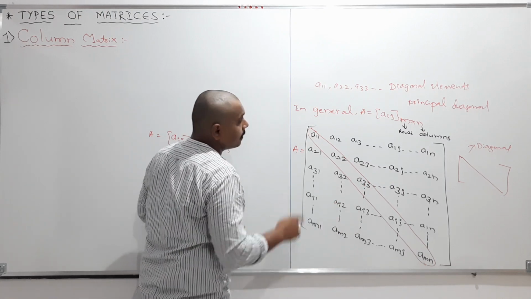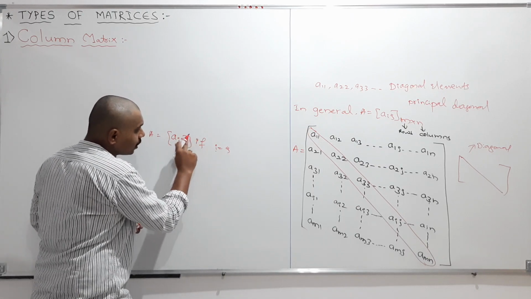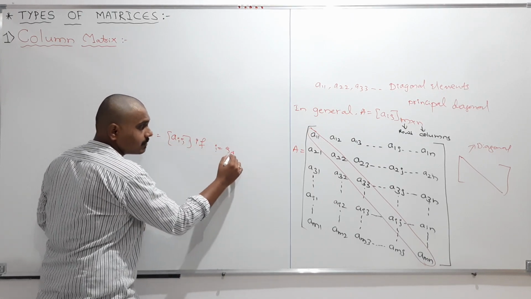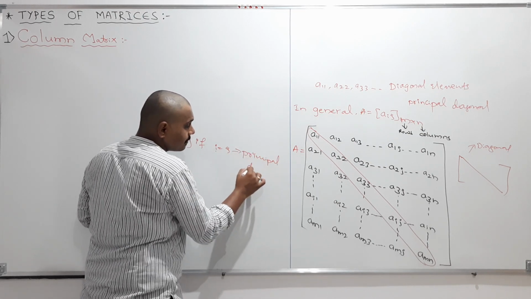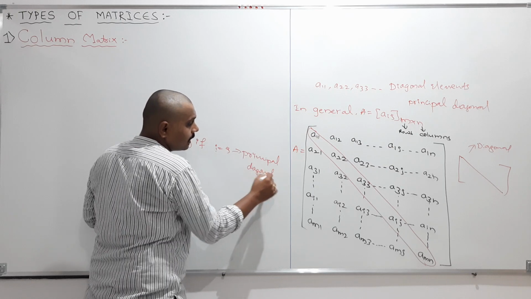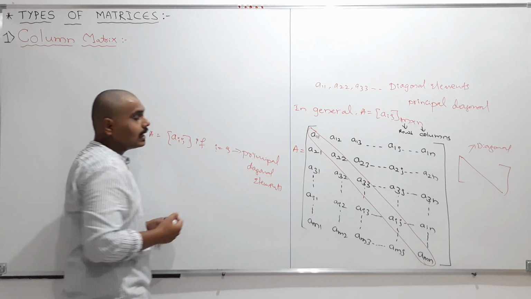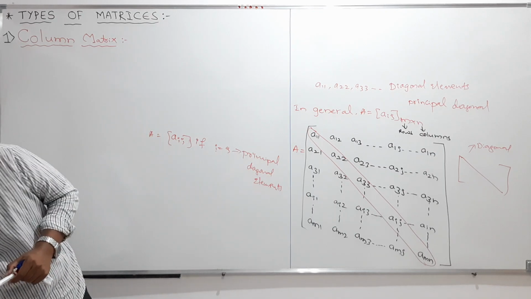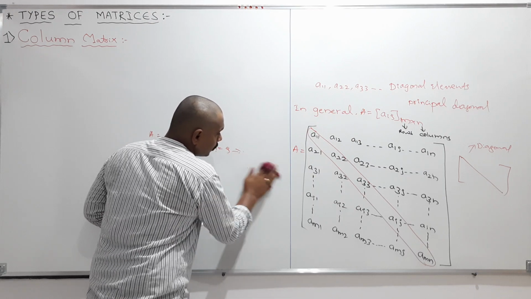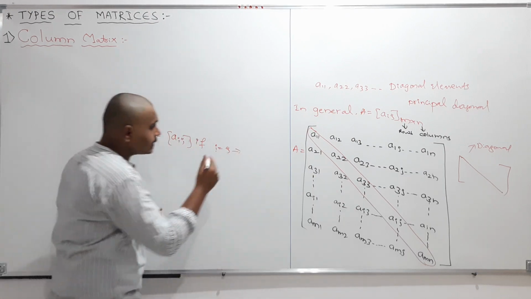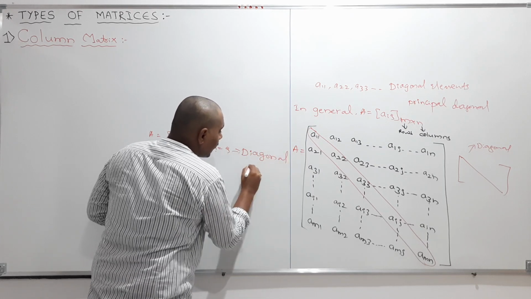So therefore, my dear students, here Aij we can call Aij. If i equals j, what does it indicate? It indicates that these are the principal diagonal elements, or diagonal elements, we can call them. This we can call the diagonal elements or principal diagonal elements, or generally we will call them the diagonal elements. I'll write it once. So this we can call the diagonal elements.